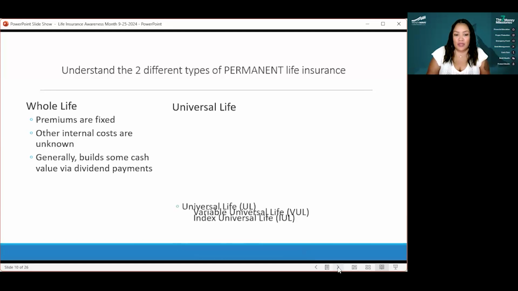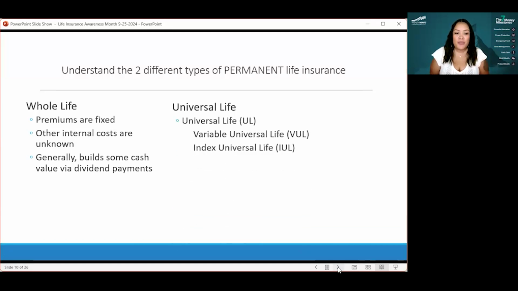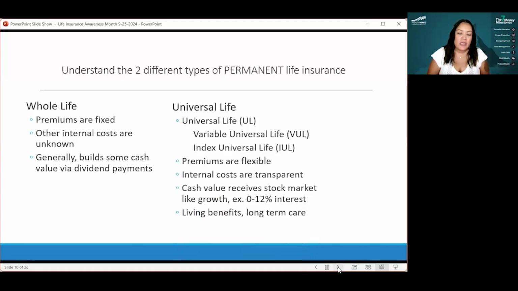Then you have universal life. Universal life is actually, like I said, the more evolved younger sister, brother of whole life insurance. And there's actually different types of universal life insurance. You have regular universal life, variable universal life, and then index universal life. One of the key features between universal life and whole life insurance is that the ability to grow the cash is not dependent upon dividend payments. There's actually different ways that the interest can be earned inside these policies.